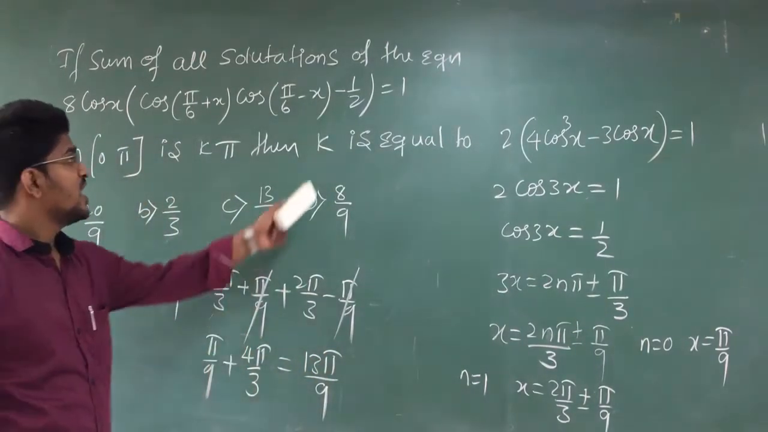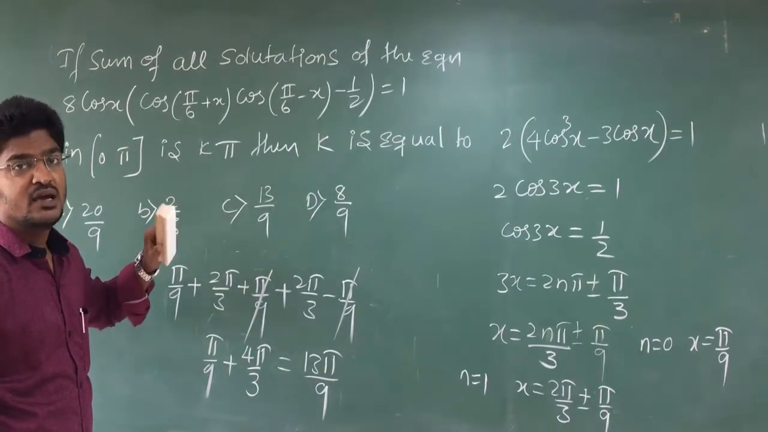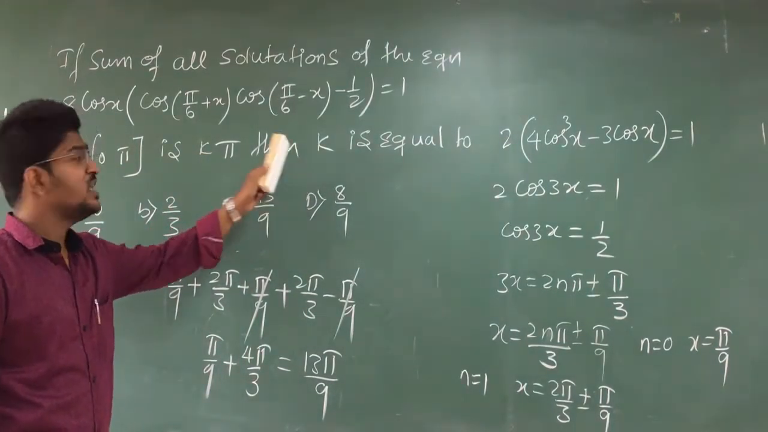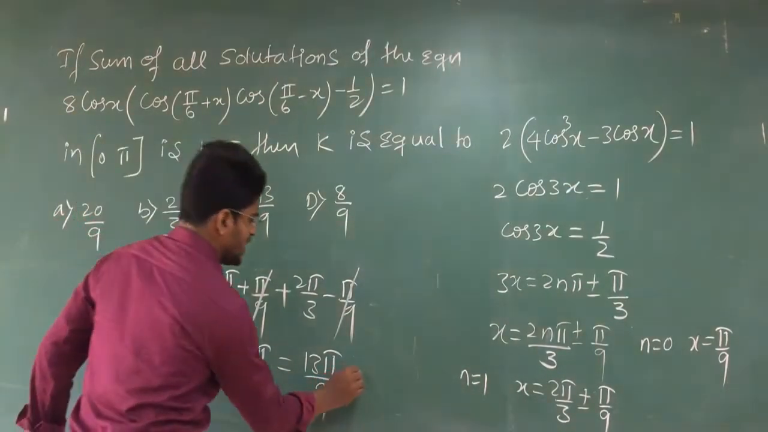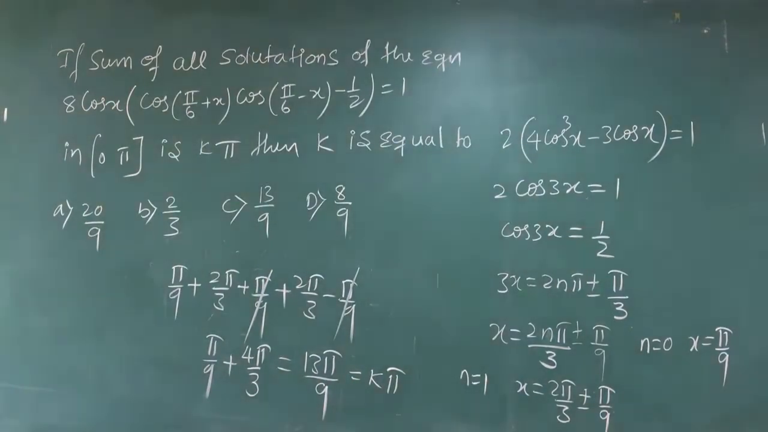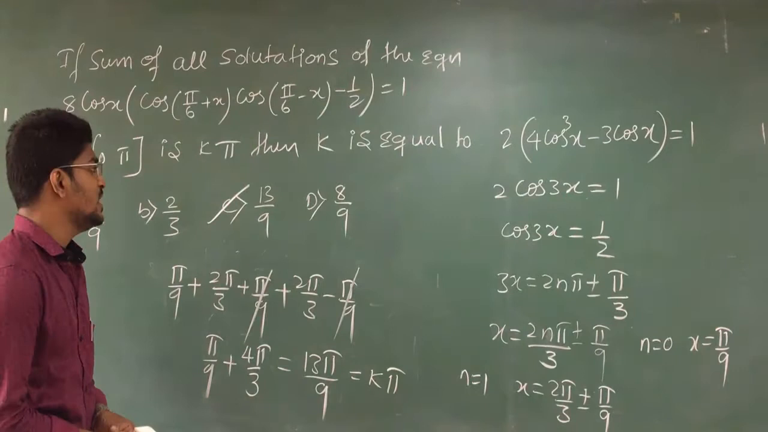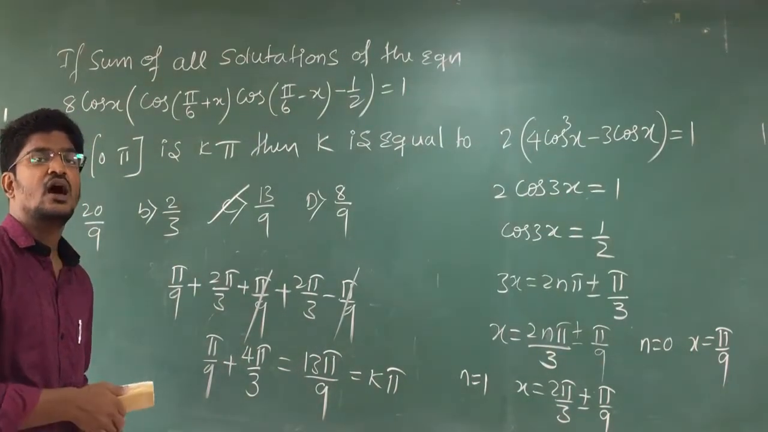Clear? They are asking the value of k in the form of kπ. So if I write in the form of kπ, k will be equal to 13/9. That is option C. Option C is the correct answer. Clear?